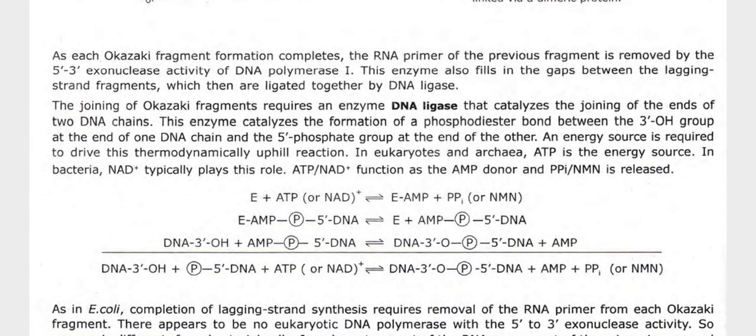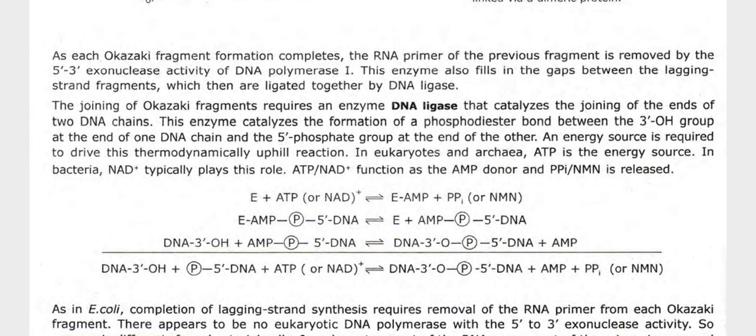As each Okazaki fragment formation completes, the RNA primer of the previous fragment is removed by the 5' to 3' exonuclease activity of DNA polymerase I. This enzyme also fills in the gaps between the lagging strand fragments, which are then ligated together by DNA ligase.